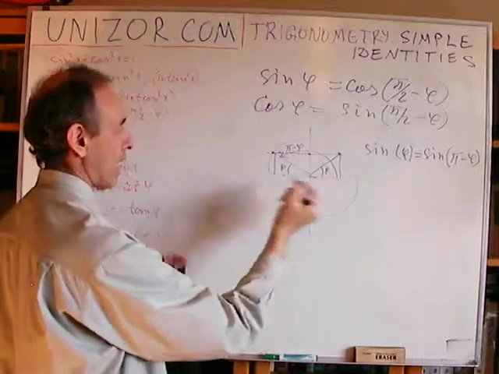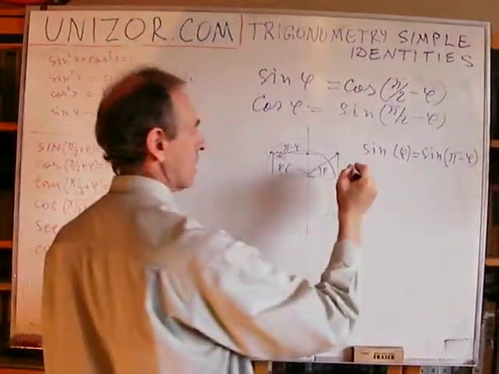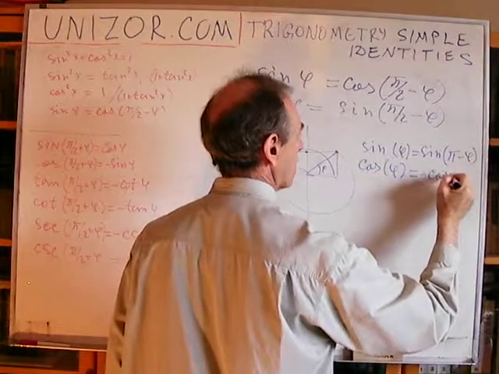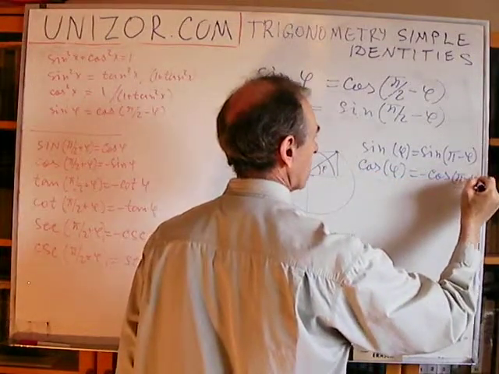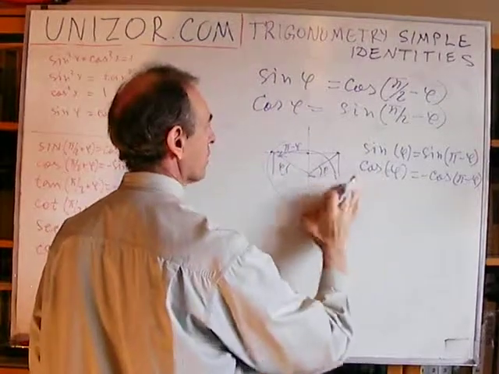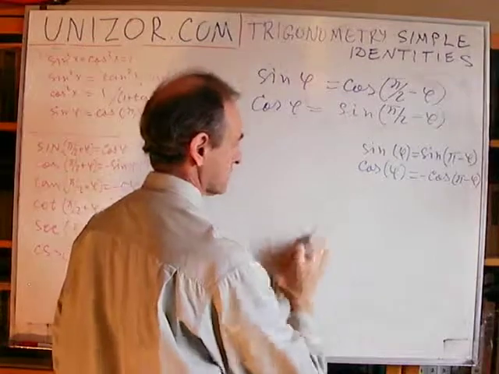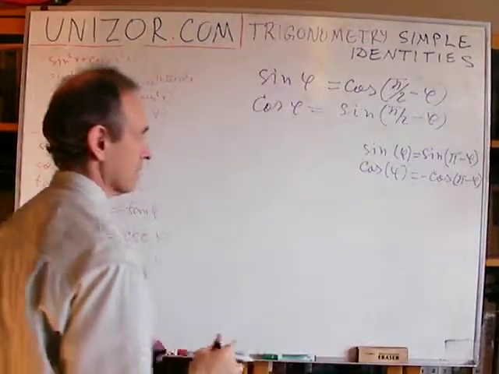These are equal in absolute value, but opposite in signs, right? So cosine of phi equals minus cosine of pi minus phi. So these are things which we are going to use as some kind of auxiliary things.